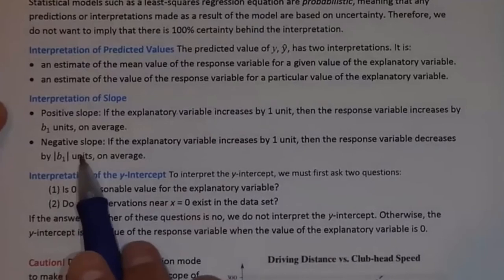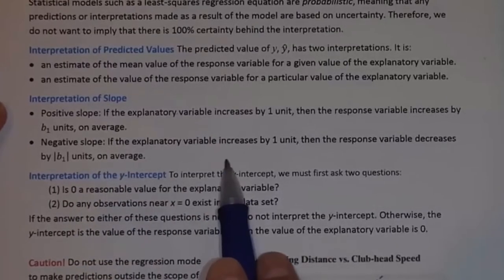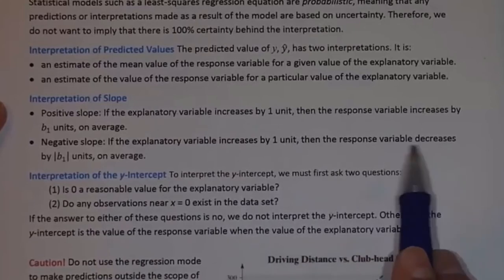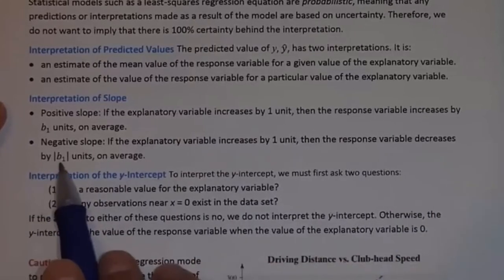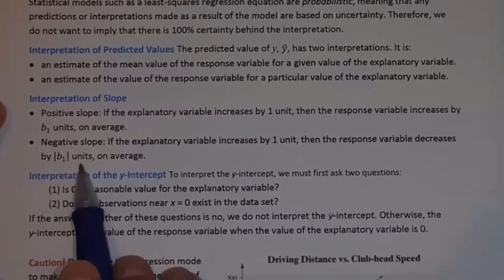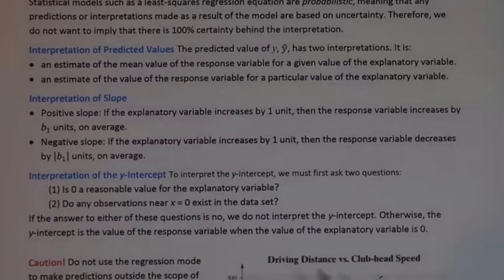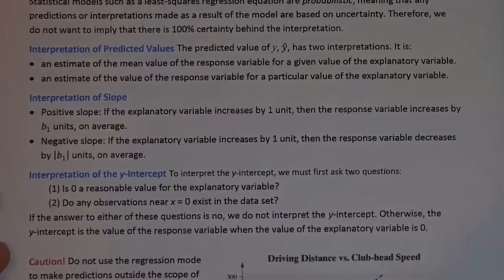But if we have a negative slope, if the explanatory variable increases by 1 unit, then the response variable decreases by the absolute value of b sub 1 units. So instead of saying increases by a negative amount, we're going to say decreases, and then we'll take off the negative by using the absolute value. And that's, again, what's happening on average.